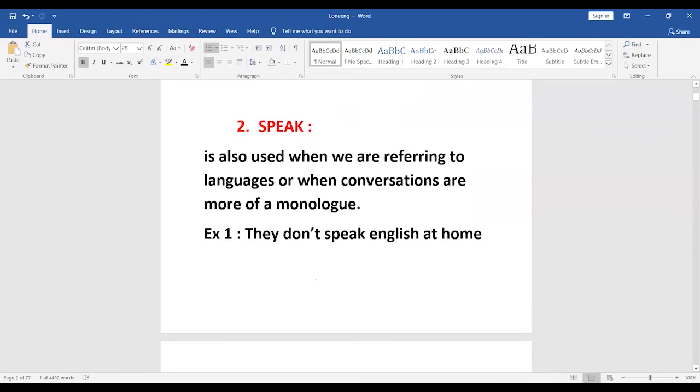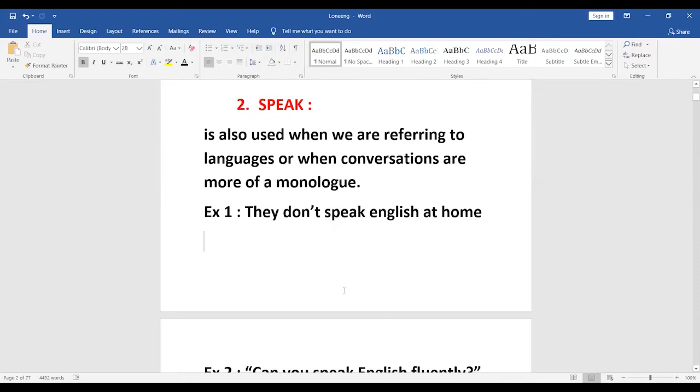Now, take a look at the second word called speak. This is also used when you are referring to languages or conversations in a monologue. Monologue means just one person talking, dialogues or scripts. That is a monologue. And if it's a dialogue, then there are two people talking. Okay, so let's take a look at example one. They don't speak English at home. This one person is talking and they're saying they don't speak English at home. So here they've used the word speak.